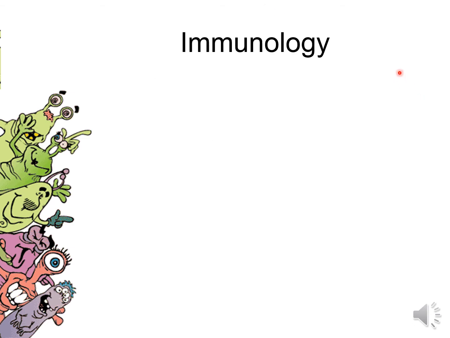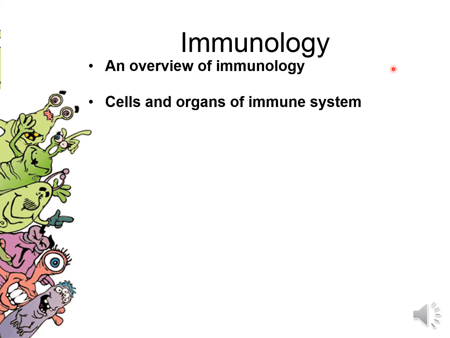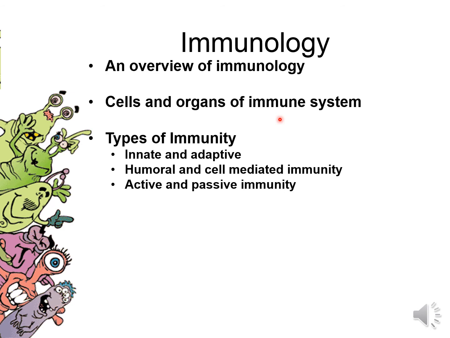The second section, that is immunology, will involve the study of an overview of immune system, that is the basic cells and organs of immune systems and their functioning, different types of immunity, that is innate and adaptive, humoral and cell mediated, active and passive immunity, and how this immunity helps us evade or fight off microorganisms.